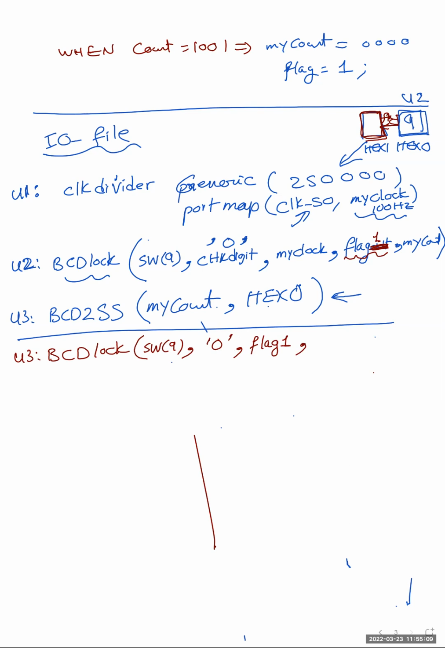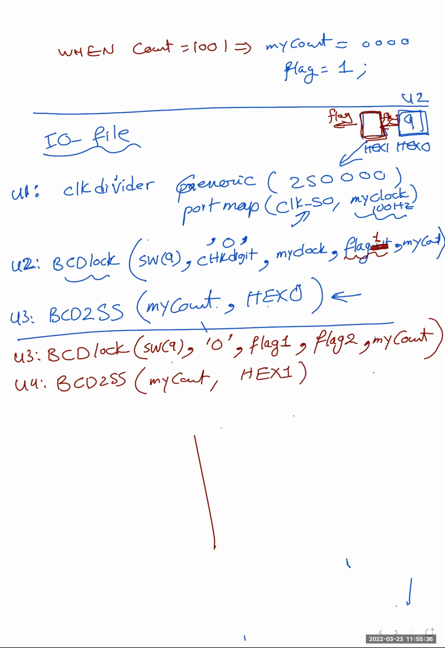That's going to be my new clock. And then flag 2 is going to be my new flag that comes out as an output. And then my count, whatever the number is that comes up. You're going to take that count for U4 and do the BCD to 7 segment display. You're going to take your count and display it on hex 1, for example. You do the same thing for the third one here.